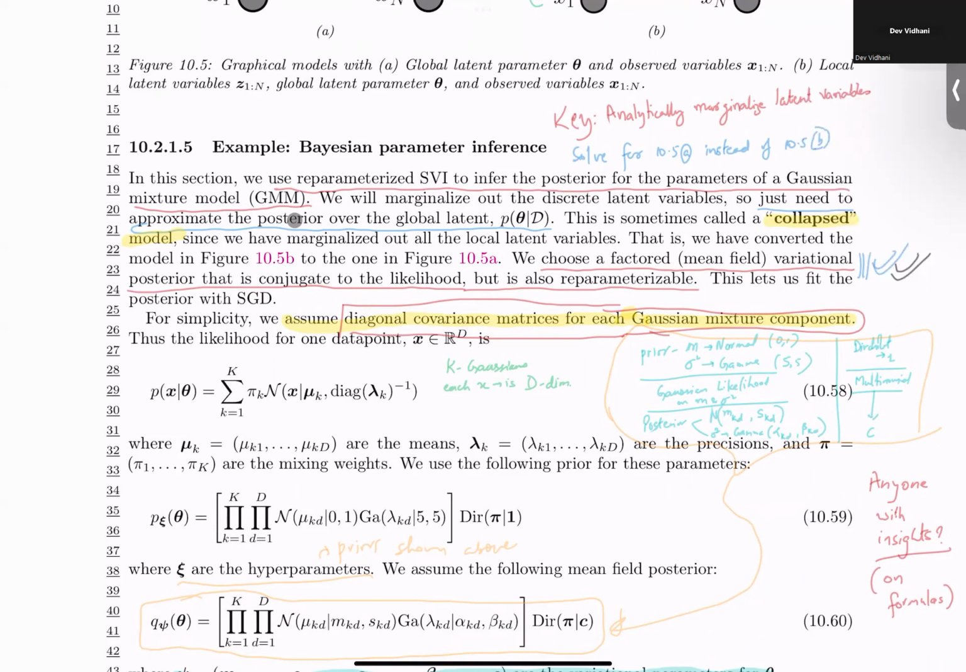For each of the points, the assignment to each of the clusters. Then for each of the clusters, they have the mean and the variance. So those are 3 parameters, which are the latent variables that need to be modeled. We will marginalize the discrete latent variables. So the discrete latent variables are, in this case, all these.